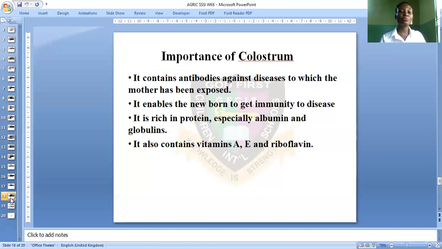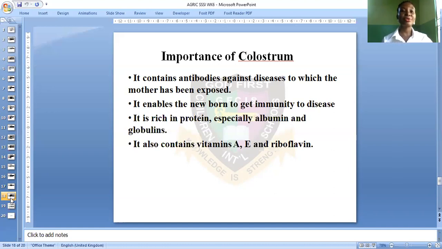Number three, the colostrum is rich in protein, especially albumin and globulins. And number four, colostrum also contains vitamin A, vitamin B, vitamin E, and riboflavin. Riboflavin is vitamin B2. So these are the importance of the colostrum, which is good for the young ones. Now, I believe you've been able to understand the lesson.